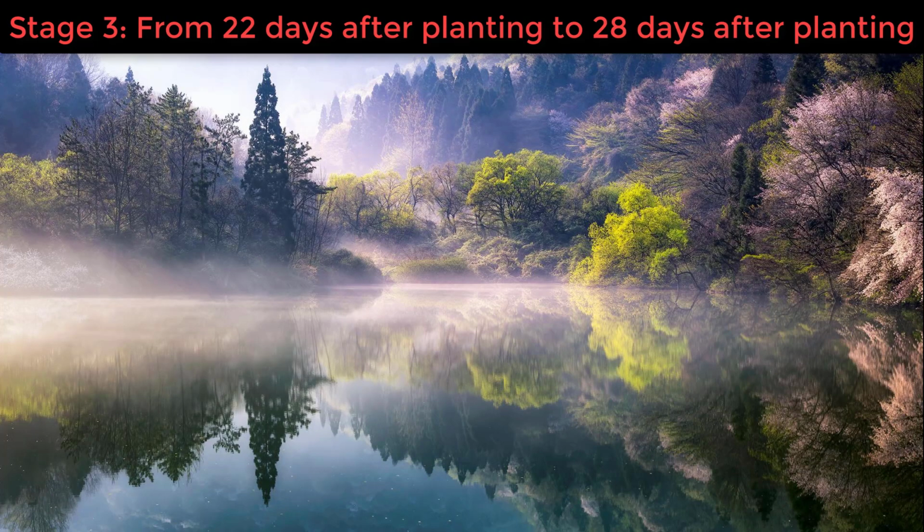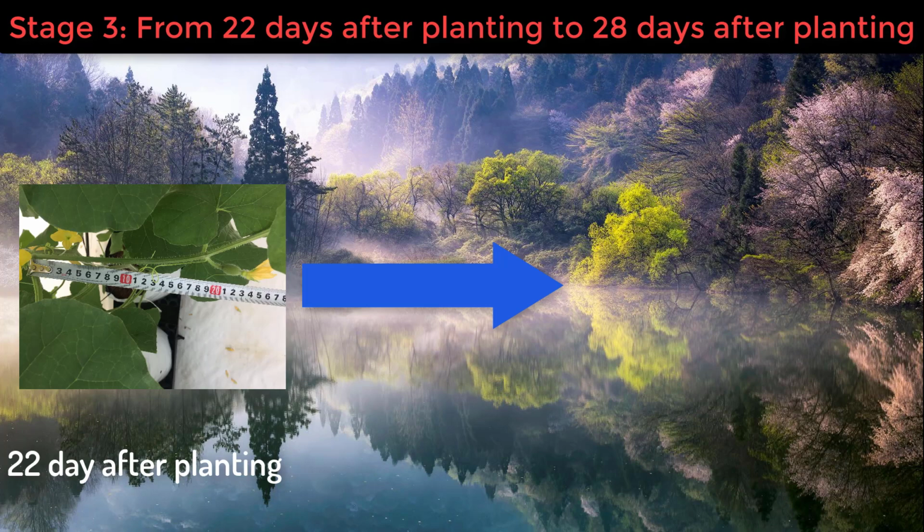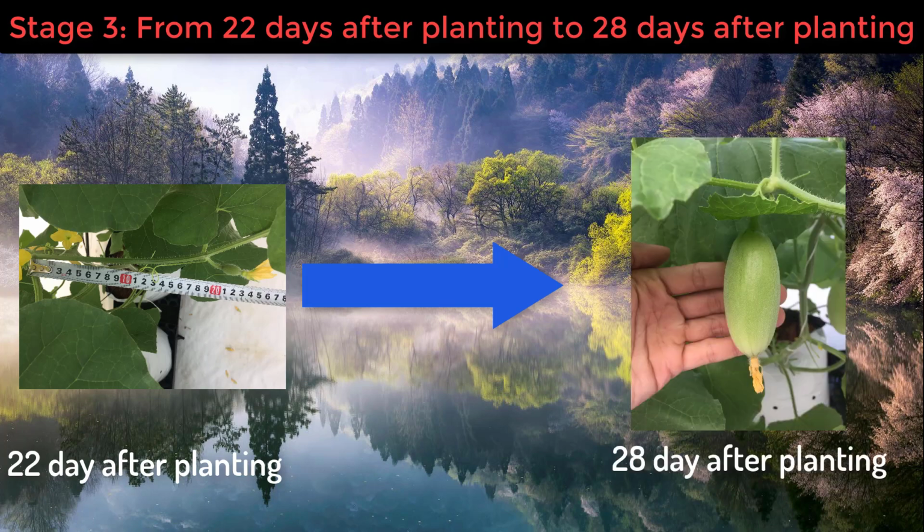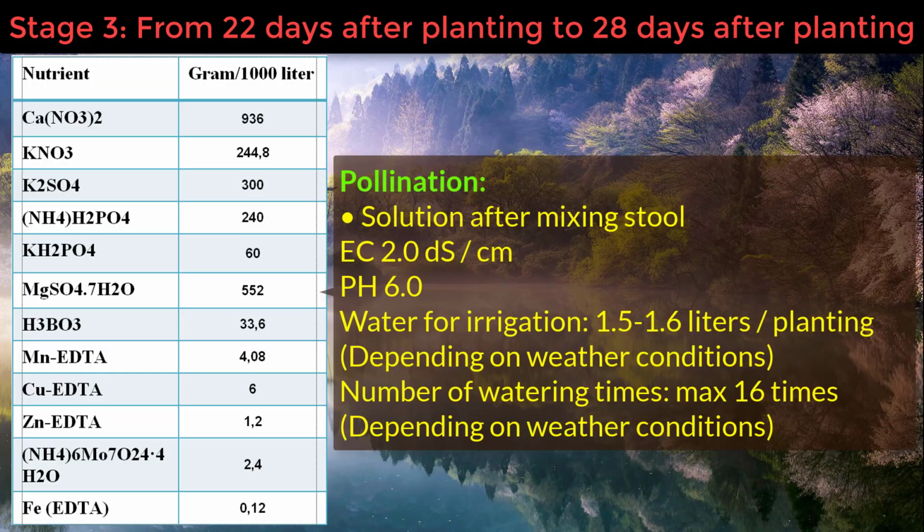Stage 3. From 20 days after planting to 28 days after planting. Pollination. Solution after mixing stool: EC 2.0, pH 6.0. Water for irrigation 1.5 to 1.6 liters per planting, depending on weather conditions. Number of watering times max 16 times, depending on weather conditions.